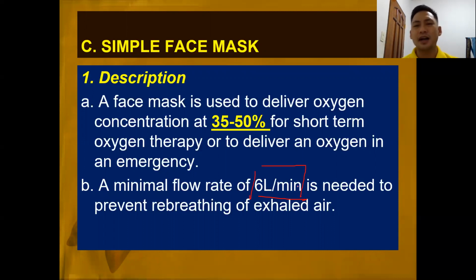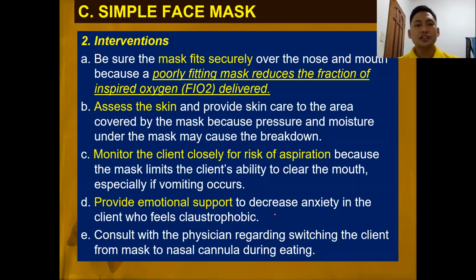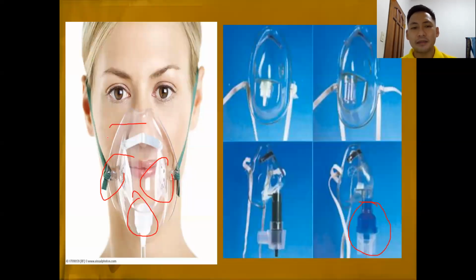As I said earlier, there are variations depending on the book. Some books would say that the minimum regulation is 5 liters per minute. But for this purpose, we will stick with 6 liters per minute for uniformity. So what are your interventions when you use simple face masks? Be sure that the mask fits securely over the nose and mouth because a poorly fitting mask reduces the fraction of inspired delivered oxygen. Of course, your simple face mask is designed with a flap at the nose so that you can fit it snugly into the nose.